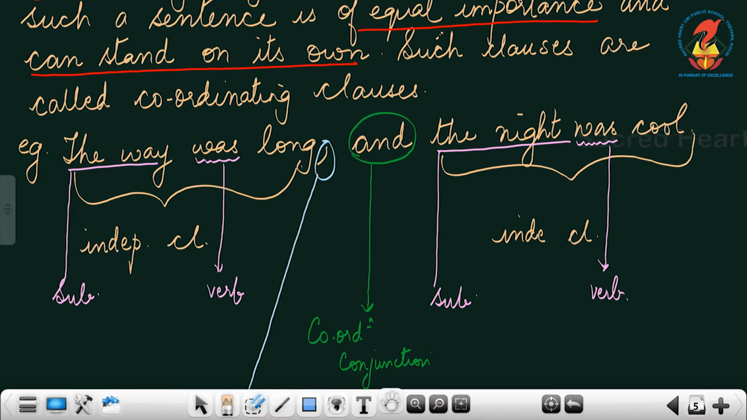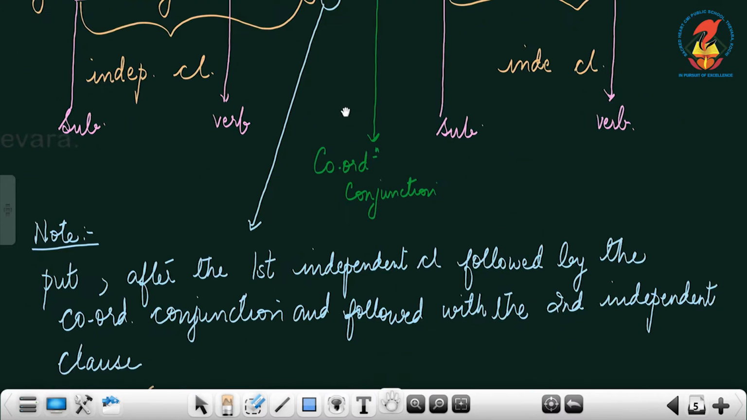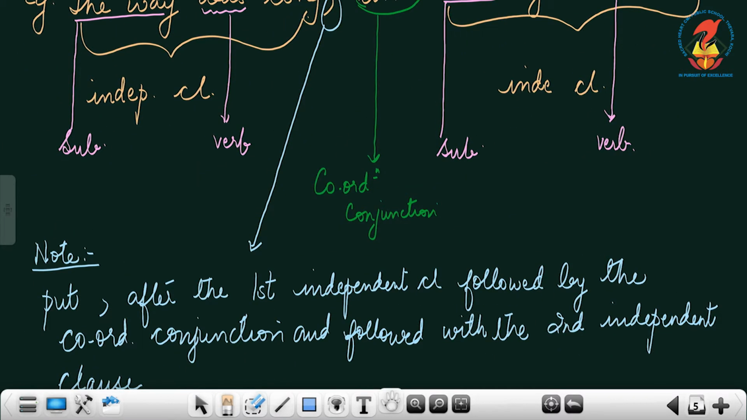This is also independent. And in each independent clause, what are the conditions that have to be satisfied? They have to have a subject and a verb. So, the way was long. The way is the subject, was becomes your verb. Now, in the second independent clause, the night was cool. The night is your subject, was becomes your verb. And then, these are joined together by your conjunction. And that is called the coordinating conjunction.